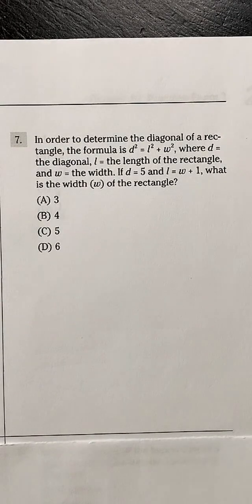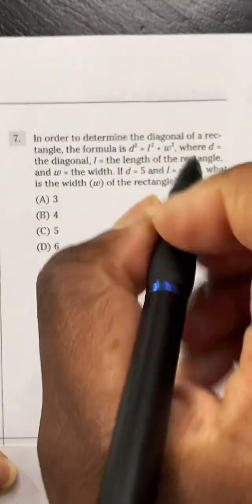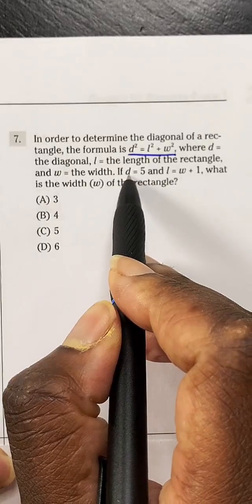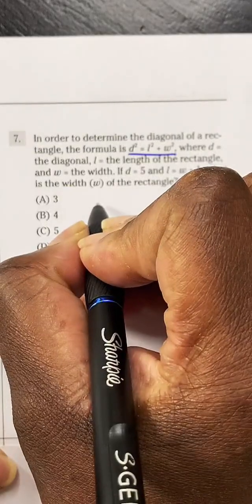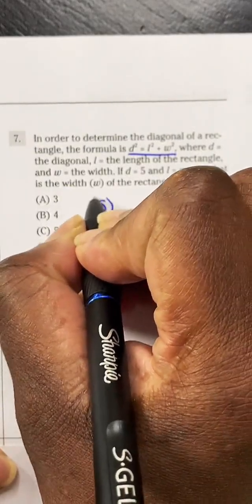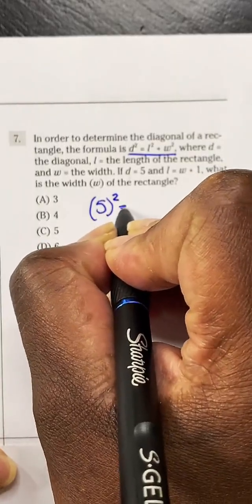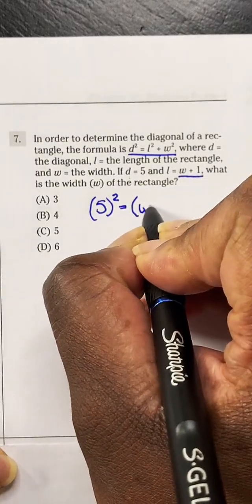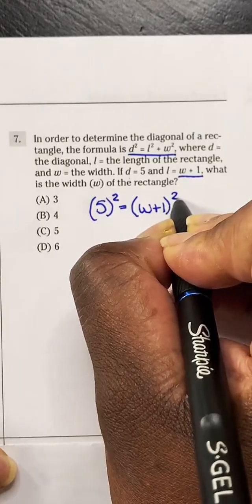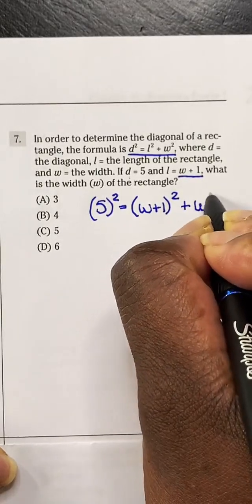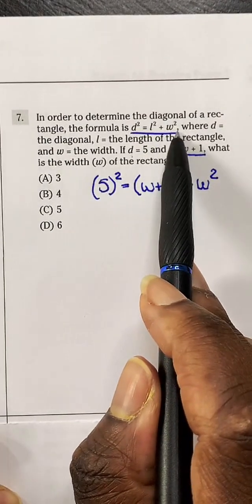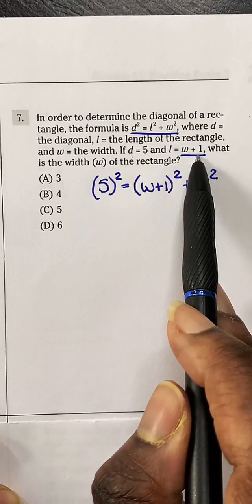Okay. All right, so let's take a gander. So they're giving us the formula. So they're saying if my D is going to equal 5, so that means we're going to replace the D with a 5, and that's going to be squared, equals my L squared, and my L is going to be W plus 1, and that's being squared, plus my W squared. Okay, so we're following along with the equation that they gave us, and we're just doing the substitution.